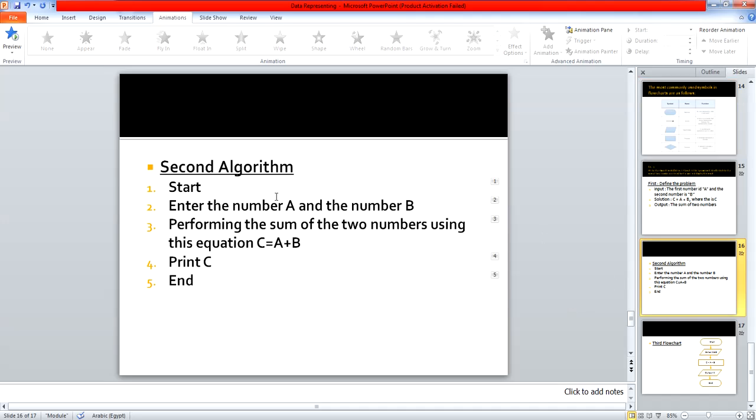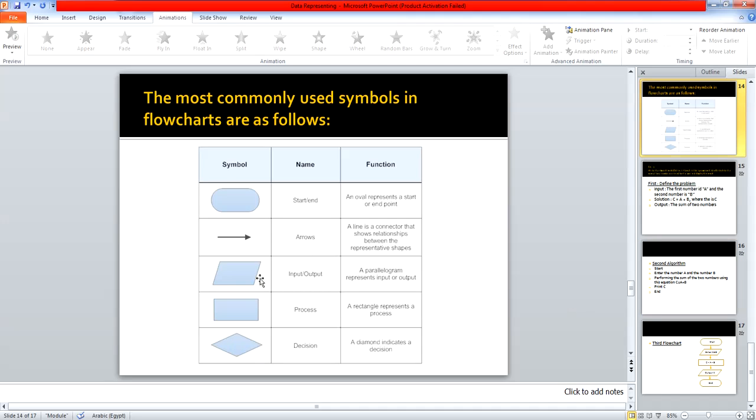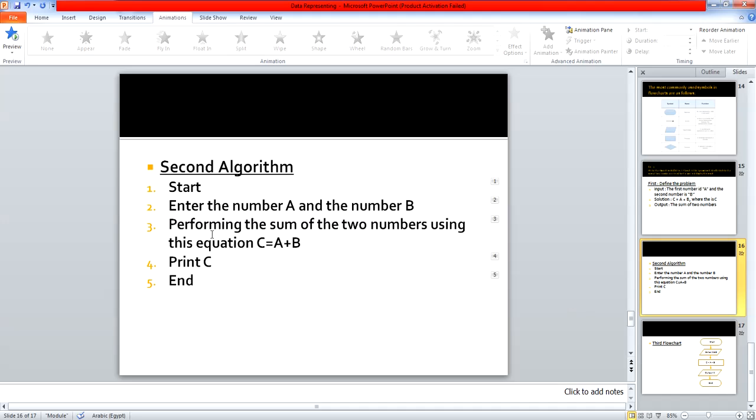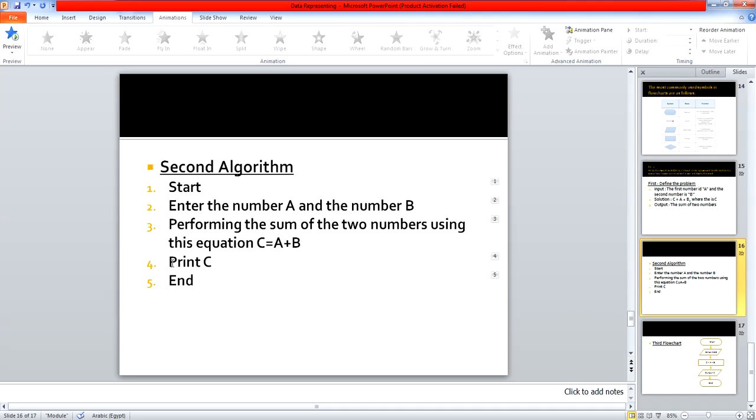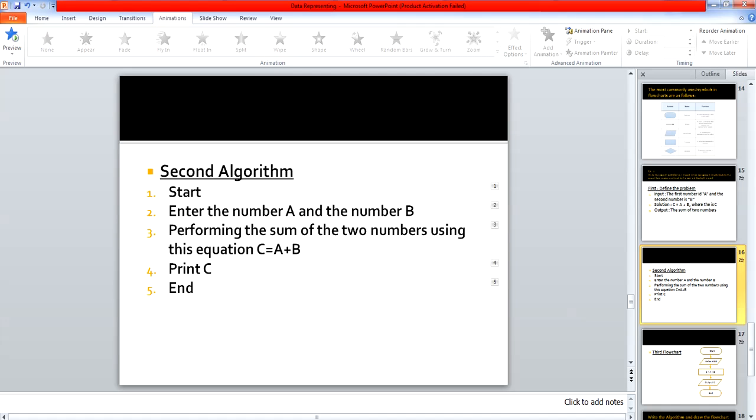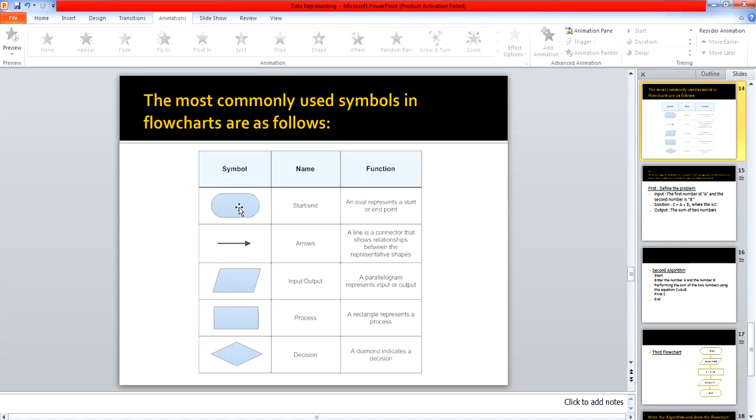Then we're having enter the input and output. Enter A and B as input, so we need to use a parallelogram to represent the input. And 3, we're having the equation, which is a rectangle, so we need to draw a rectangle. 4, we're having an output, so it should be represented with a parallelogram again. Finally, we're having end, which will be represented by an oval shape as well.